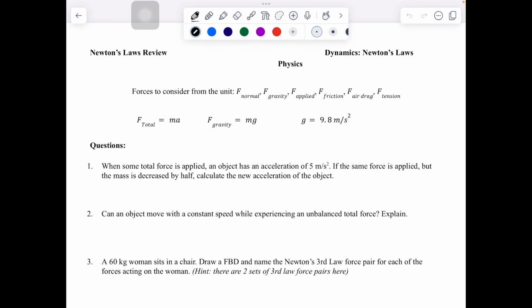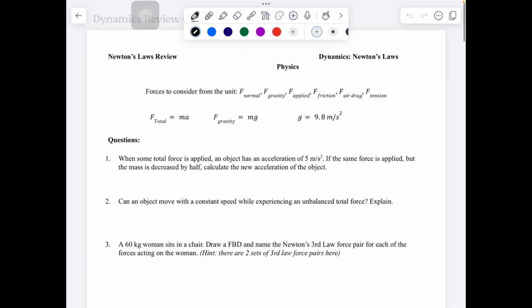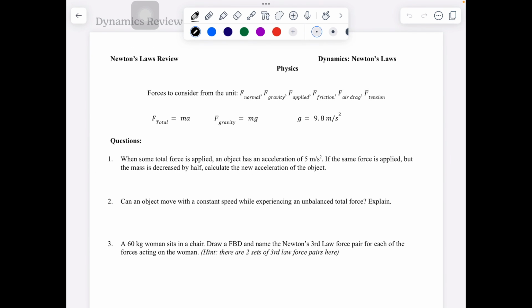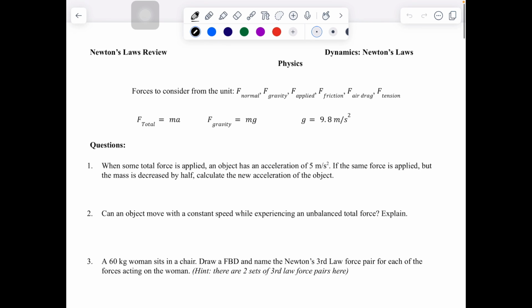Alright, today we're going to walk through our Newton's laws or forces test review. Starting off, here are the equations that will be given. One thing to keep in mind is that we'll be using an equation sheet, so we'll also know that the force of gravity is the weight. Weight and force of gravity are the exact same thing.